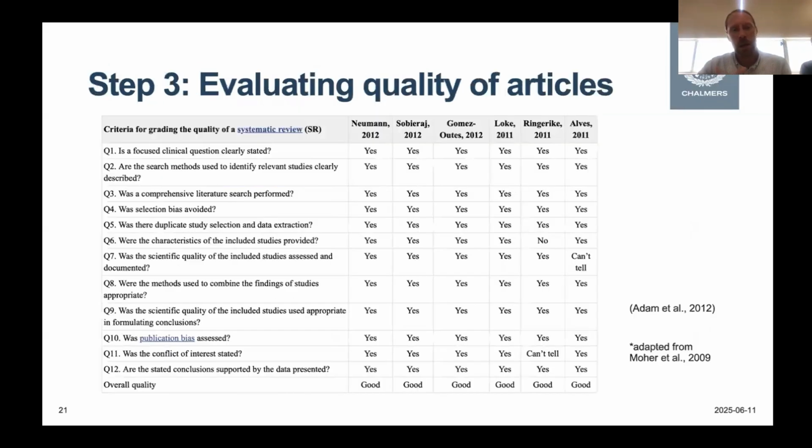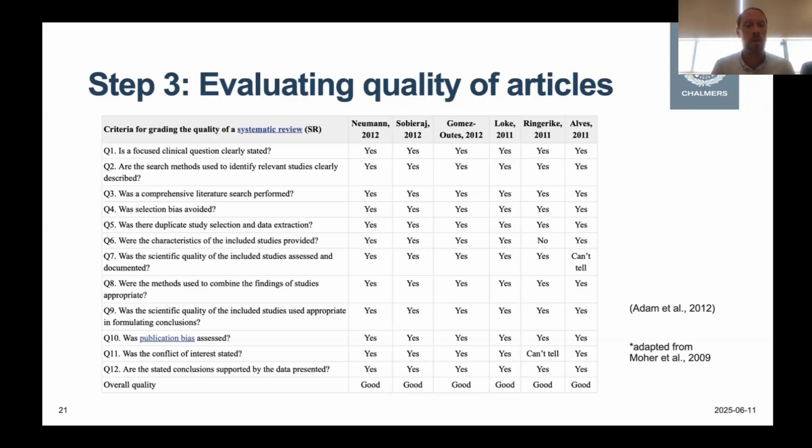So here is an example of a model for how to evaluate articles, originally presented in the paper by Moher et al. 2009, the article that I told you about that developed the Prisma statement. But here, Adam et al. 2012 made an adaptation. And here, they go through all of their included articles, and they then go through this list to see, is there a focused clinical question clear?